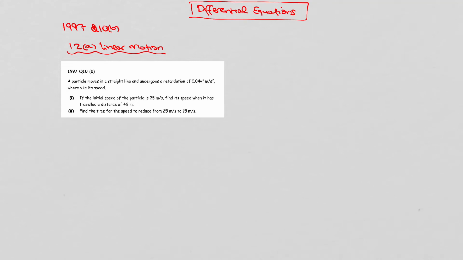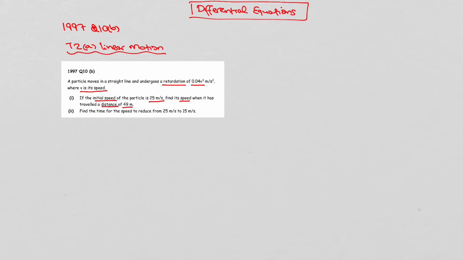Differential equations, 1997, question 10b. So this is type 2a, which is linear motion, so our real world questions. Here we have a particle moving in a straight line and undergoing a retardation of 0.04 v cubed meters per second squared, where v is its speed. We're told the initial speed of the particle is 25 meters per second, and we want to know what is its speed when it has travelled a distance of 49 meters.